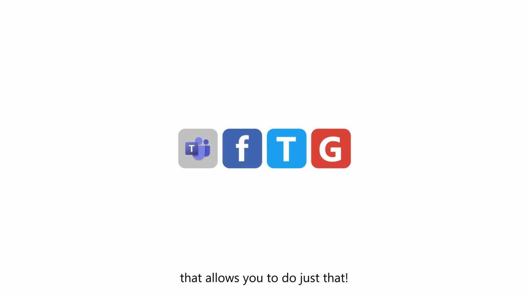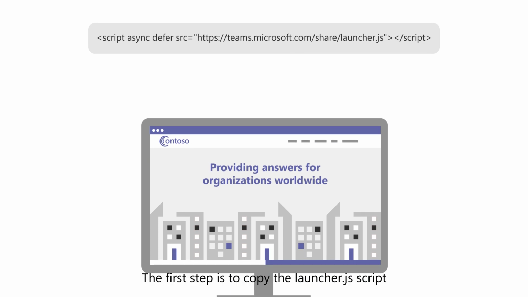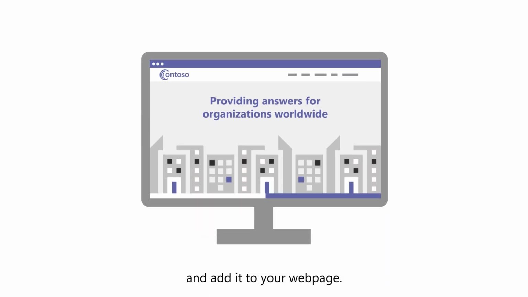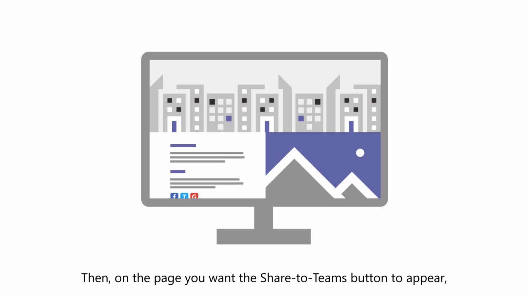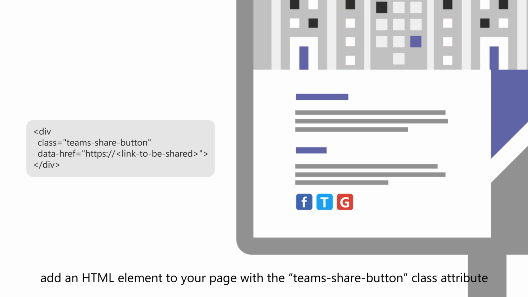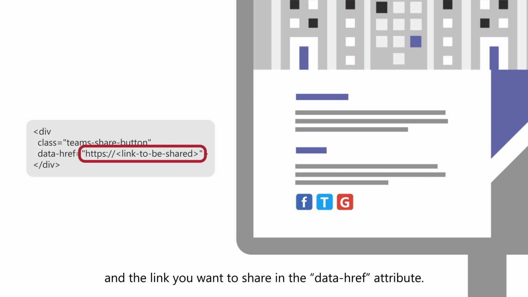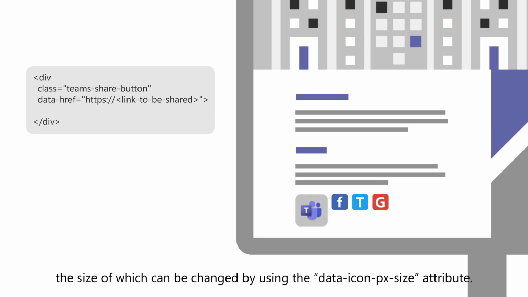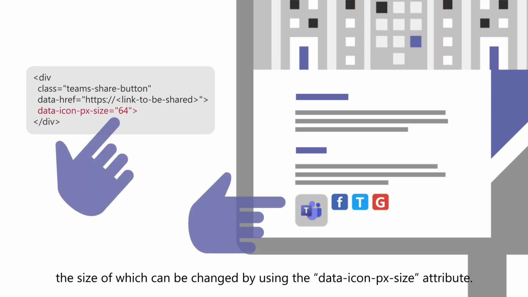The first step is to copy the launcher.js script and add it to your web page. Then, on the page you want the Share to Teams button to appear, add an HTML element to your page with the Teams Share button class attribute and the link you want to share in the data href attribute. This will add the Teams icon to your page, the size of which can be changed by using the data icon px size attribute.